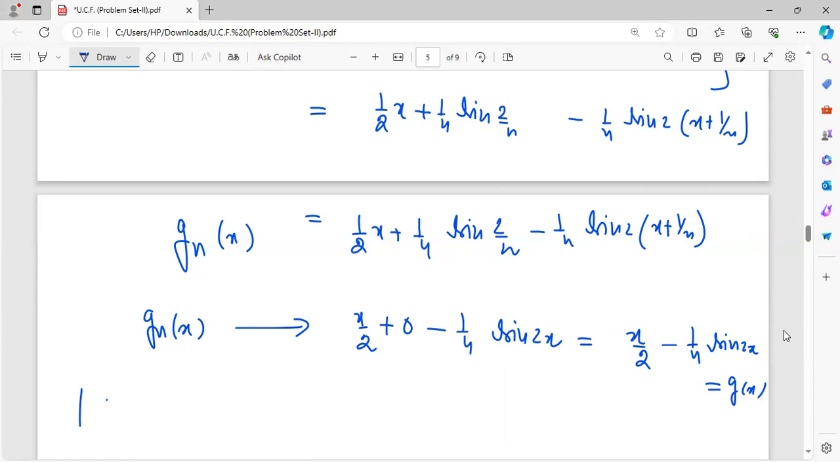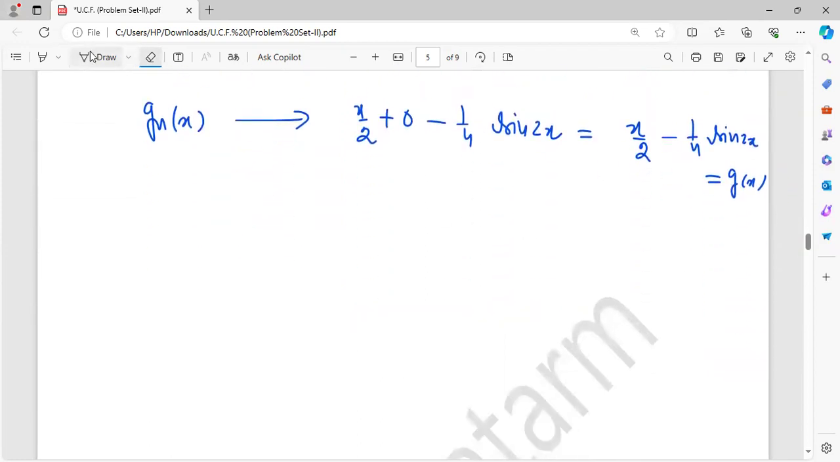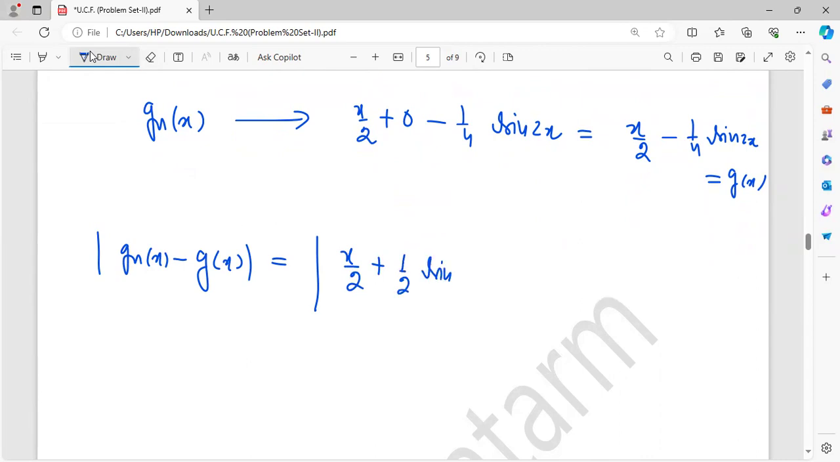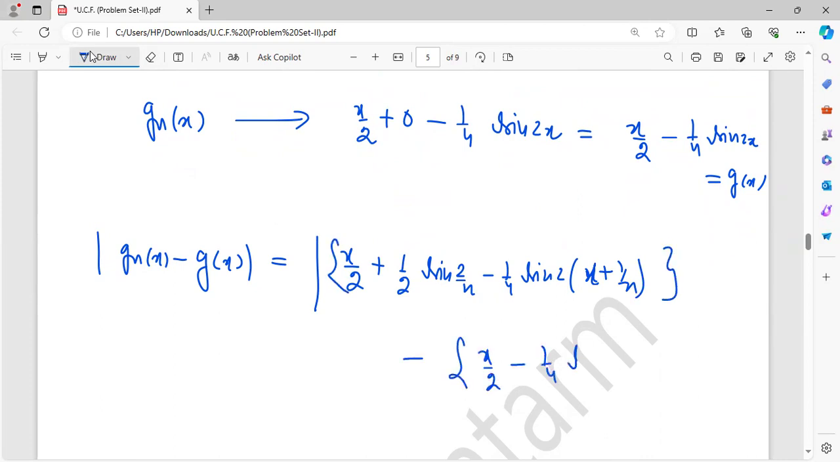So what is g_n(x) minus g(x)? What is g_n(x)? It is x by 2 plus 1 by 4 sine 2 upon n, minus 1 by 4 sine 2(x plus 1 by n). And what is this g(x)? Sine x.